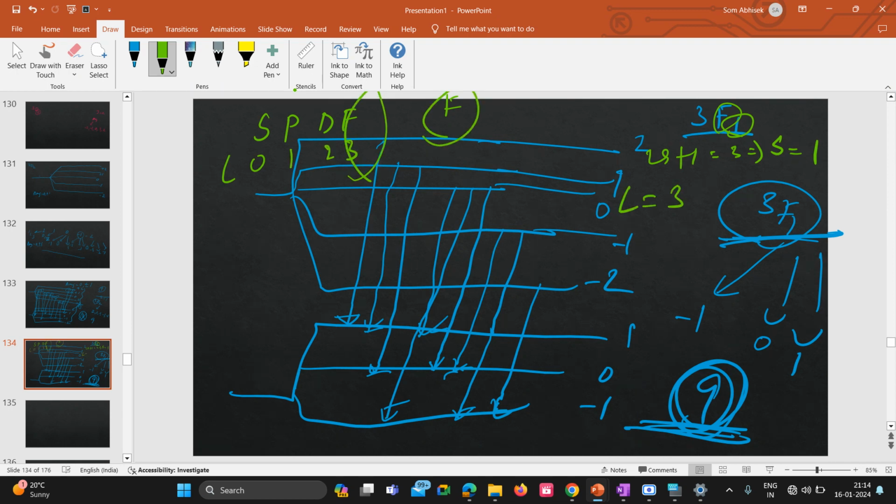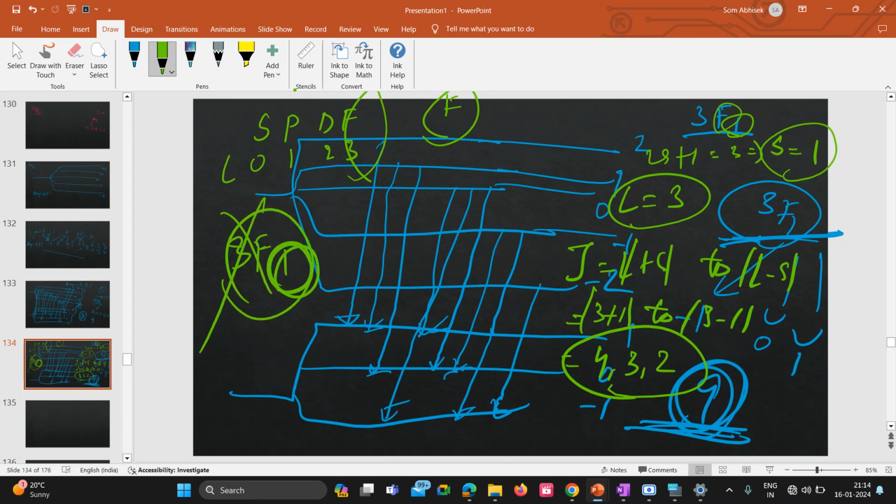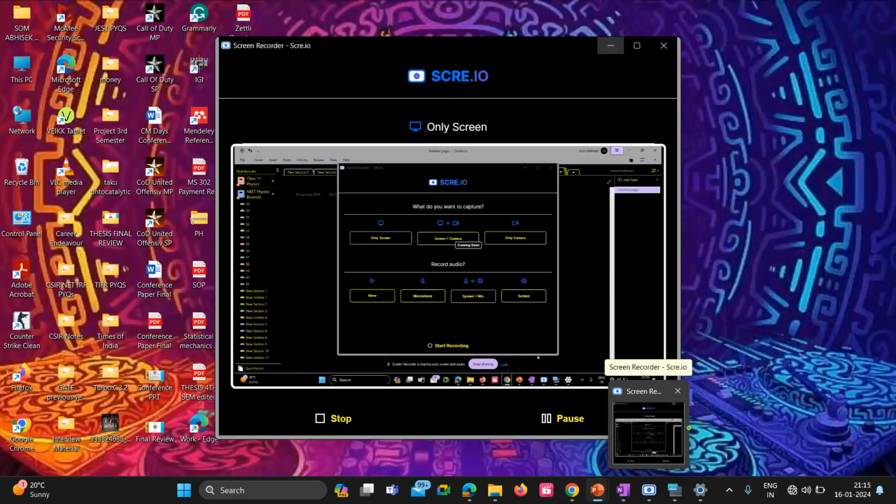So L is 3, S is 1. So what should be the J values? L plus S to L minus S. That means 3 plus 1 to 3 minus 1. That is what? 4, 3, 2. So J value should be 4, 3, 2. What is the J value in 3F1? 1. So this state is first of all not valid. This state is not even valid itself.